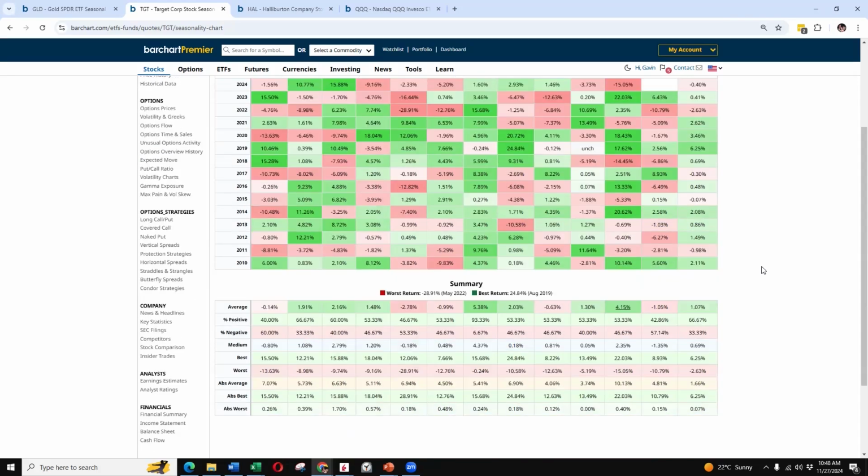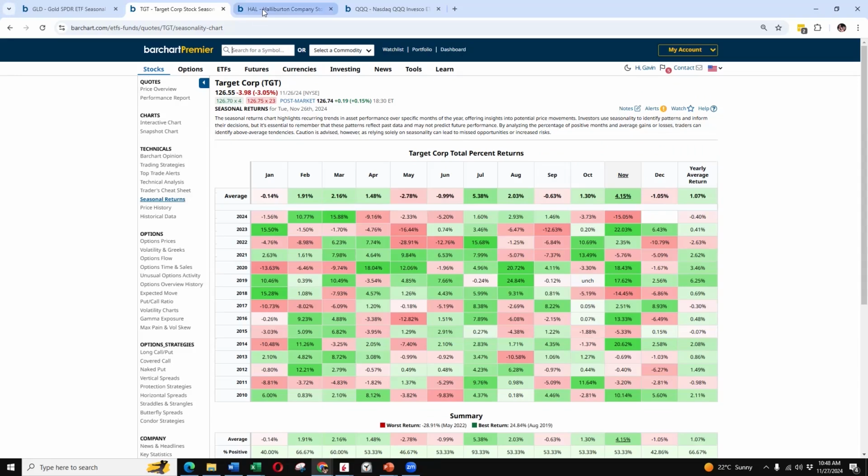And if we scroll down, again, we can see here July, 93% positive months. And November was also a strong return, 53% positive. And February has a high level of positive returns, February, March as well. Looks to be a pretty strong period for Target.